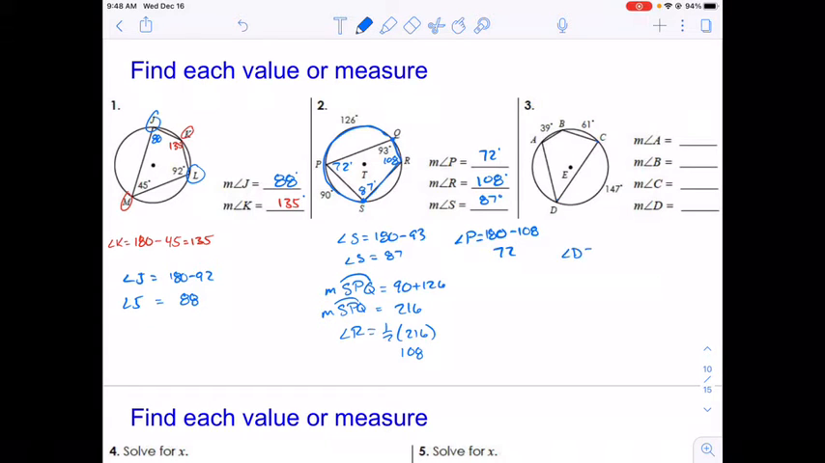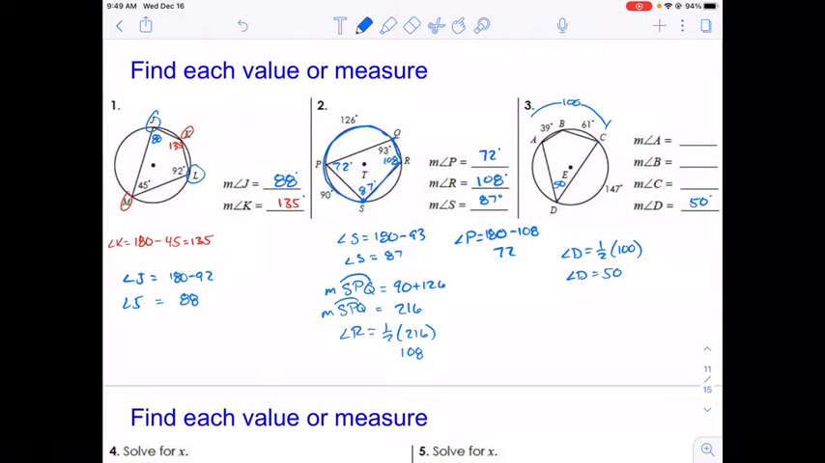So angle D is going to equal half of arc ABC, which is going to be 39 plus 61. So that's going to give us 100. Okay, so this whole arc from here to here is 100. Now, angle D is going to be half of that, which means angle D is equal to 50. So we'll start there. We get 50 degrees.